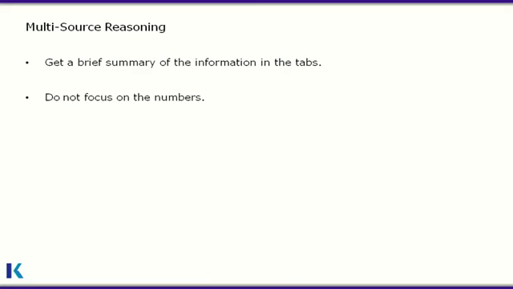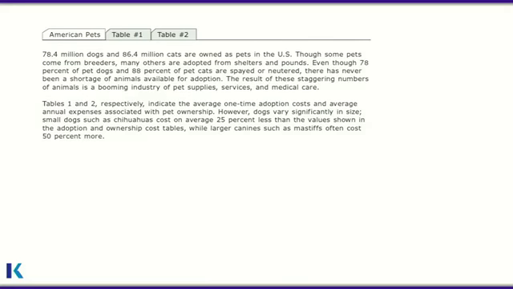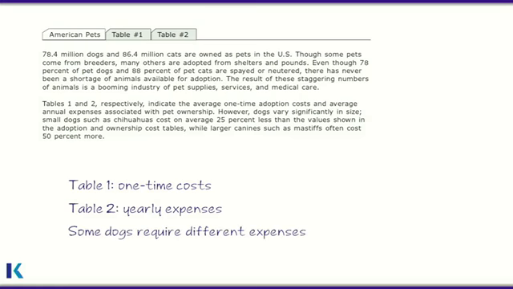Let's take a look at this question. The first tab is a paragraph that gives you data about the number of American pets and the frequency of spaying and neutering. It then goes on to describe the tables in the next two tabs. More specifically, the first table will show the one-time costs of adopting an animal in the United States, and the second table will focus on yearly expenses. Finally, it gives us an important warning. The data in the tabs are averages, and some dogs will require very different expenses according to their size.